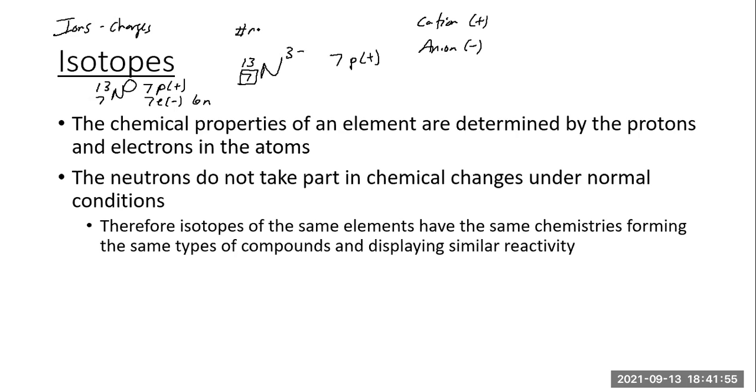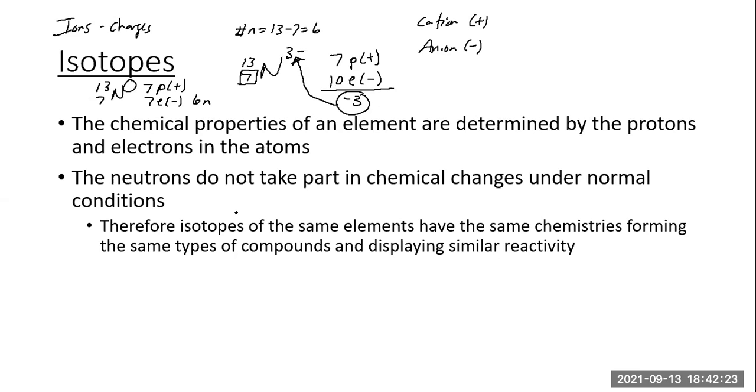Neutrons, it still has 13 minus 7, which is 6. But how many electrons does it have in this case? In terms of electrons, it actually has 10 electrons. That's because if I take 10 negatives from electrons and I only have 7 positive charges, that leaves me a -3 left over. And that is where the charge comes from.